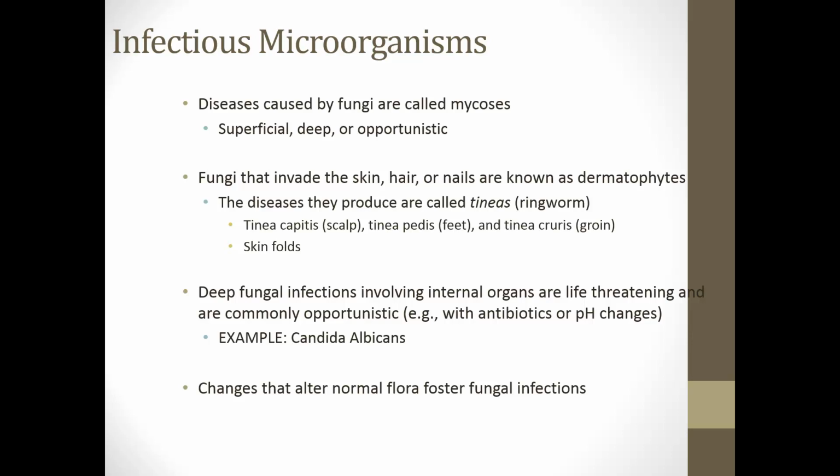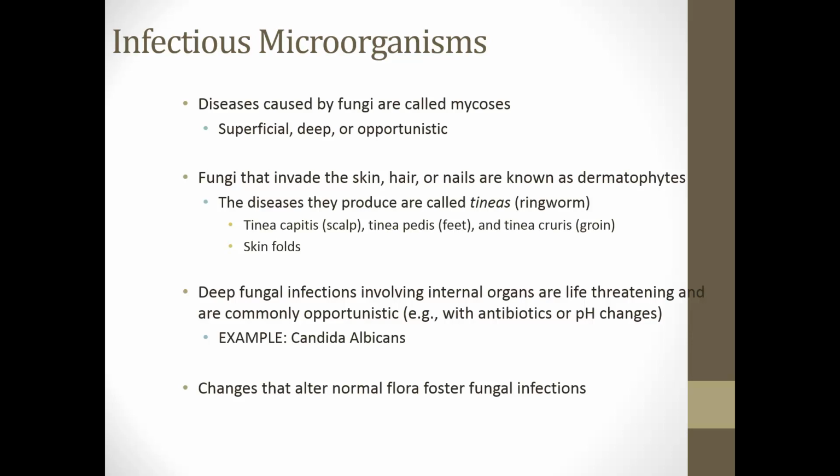Another example, we talked about some of the other ones already. Another example of a good example of an opportunistic fungal infection is Candida albicans. Anyone know another name for that you might be actually more familiar with? Thrush. Very good. Thrush. So another name for Candida albicans is thrush.